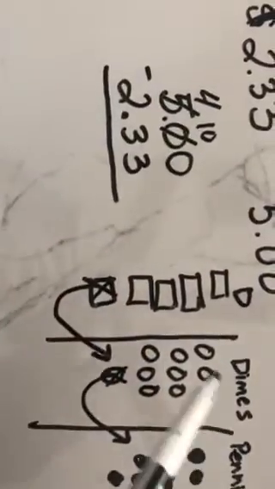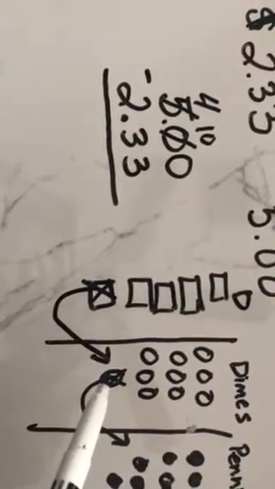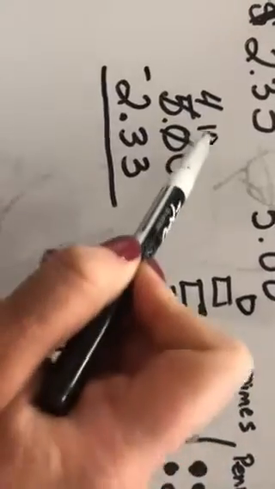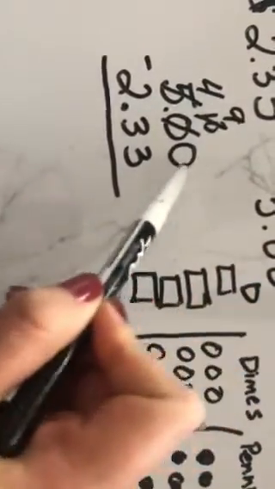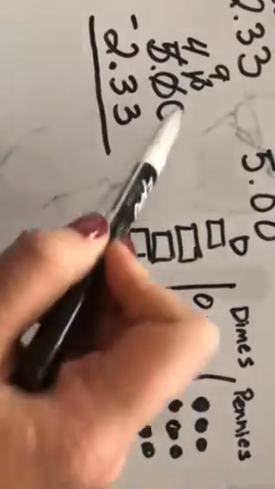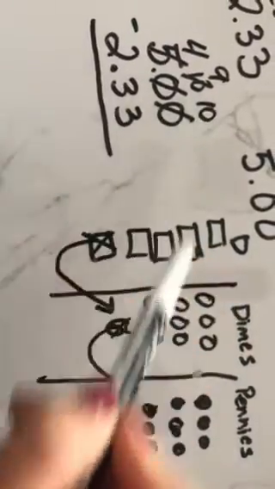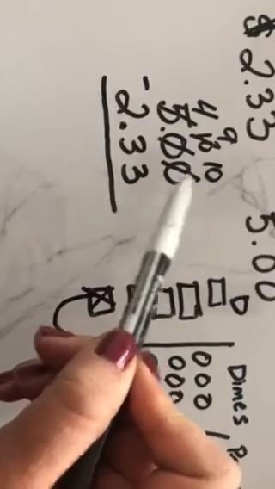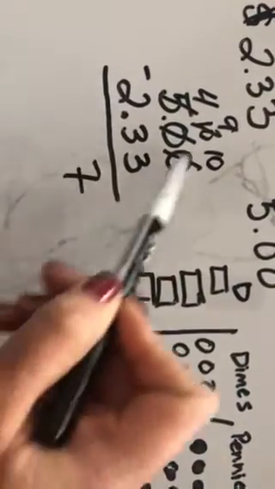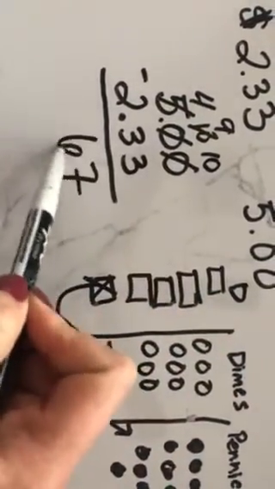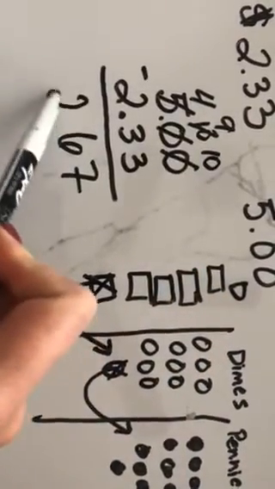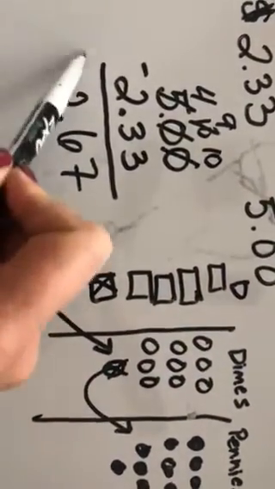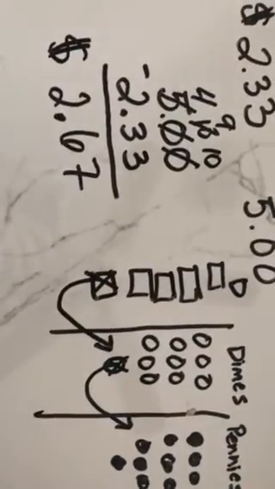Do I still have 10 dimes in the dimes? Nope, I don't. I have 9 now. But now I do have 10 pennies, so I no longer have 0. So now I'm just going to subtract. I know that 10 minus 3 is going to be 7. 9 minus 3 is 6. And 4 minus 2 is 2. And that is how you can use a traditional algorithm to find change.